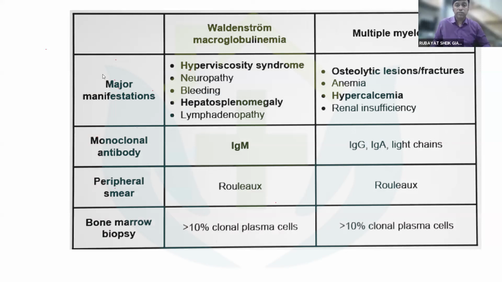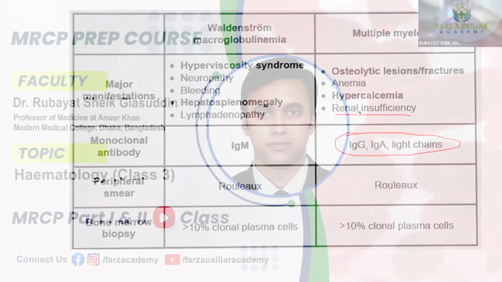Here you can see the differences like I told you. In Waldenstrom's, we have IgM. In multiple myeloma, we have these. Osteolytic lesions are common here. Hypercalcemia common here. Renal insufficiency common here. Organomegaly is here. So these points will be sufficient to differentiate the two conditions. Both patients are usually elderly.